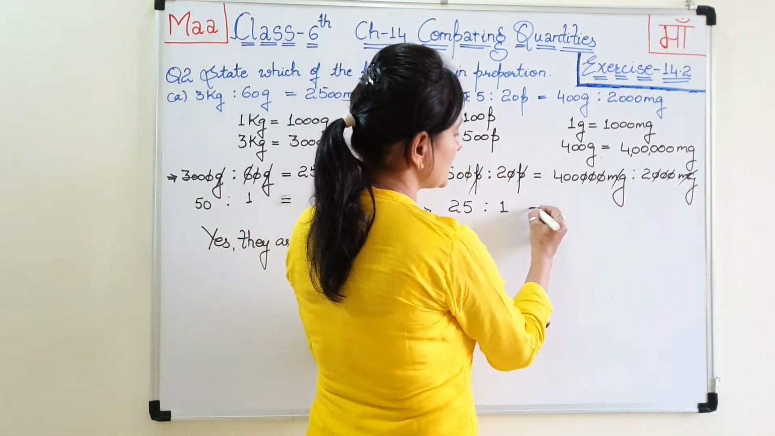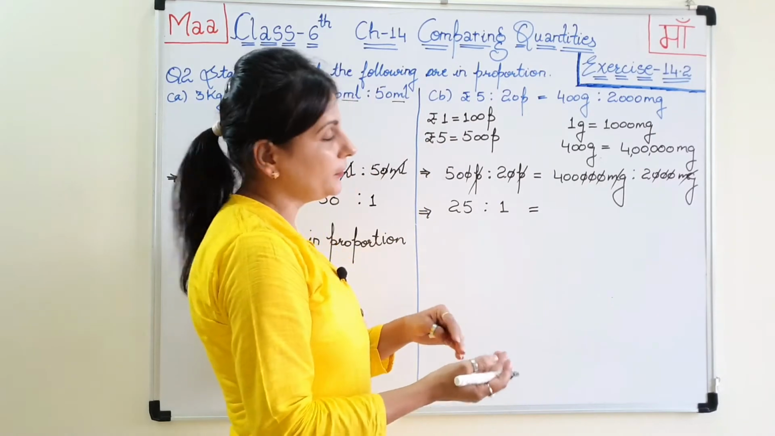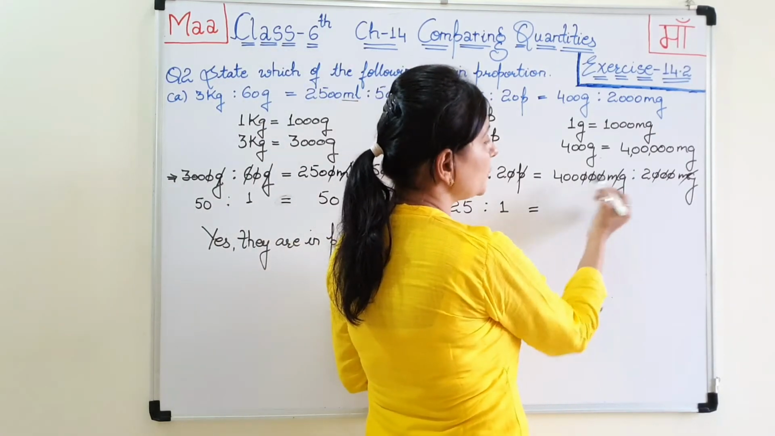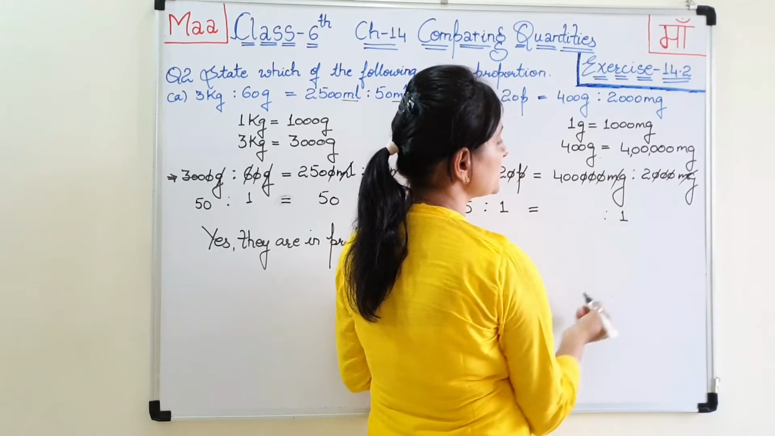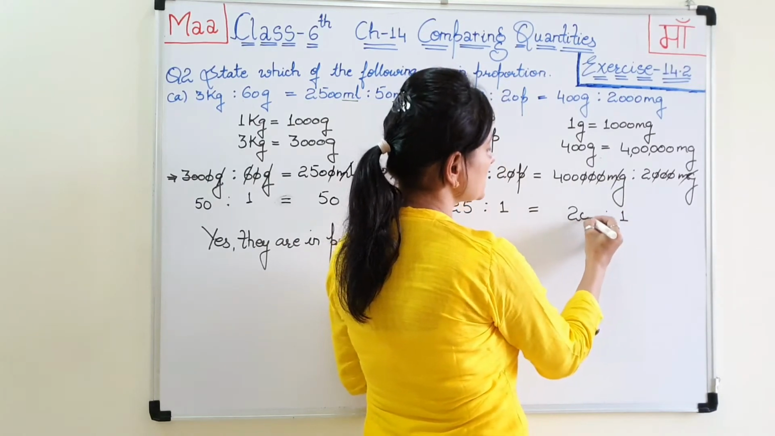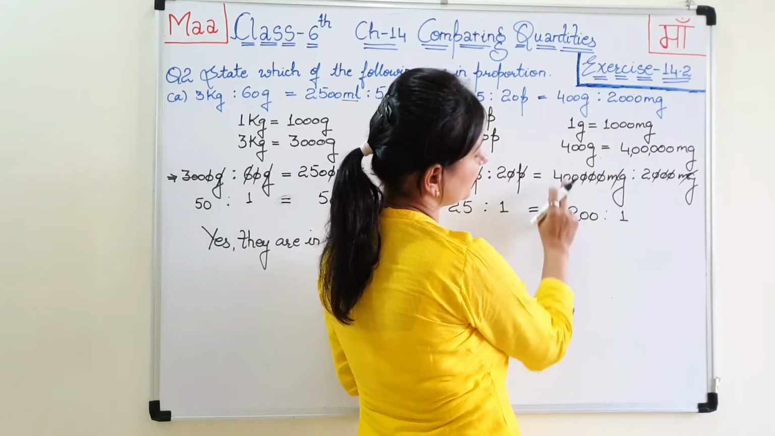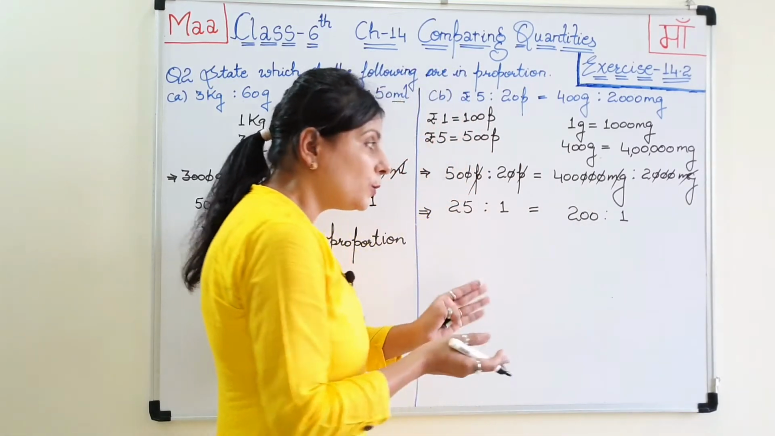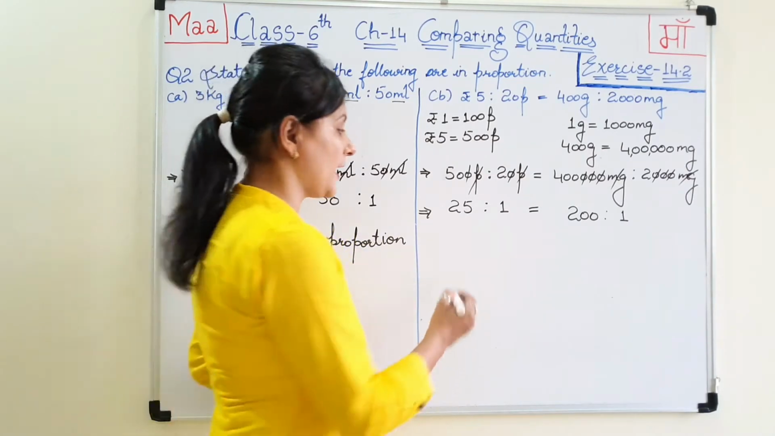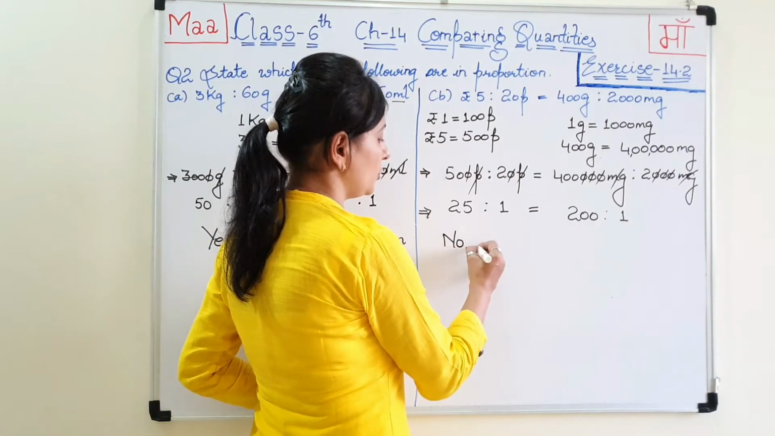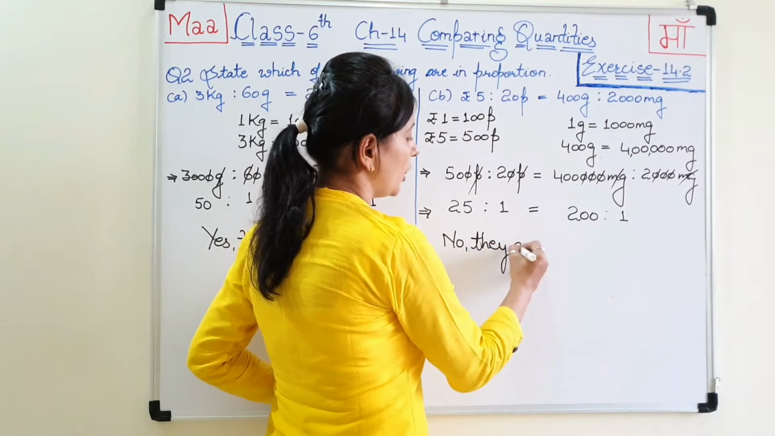So let us check towards the right hand side, whether the same value is coming or not. So here you can see 2 and 400 are cancelling by the table of 2. So in the table of 2, 2 comes 1 time, and 400 comes 200 times, because 2 2s are 4 and then 2 0. So you can notice that left hand side here is not equal to right hand side. So you will be simply writing no, they are not in proportion.